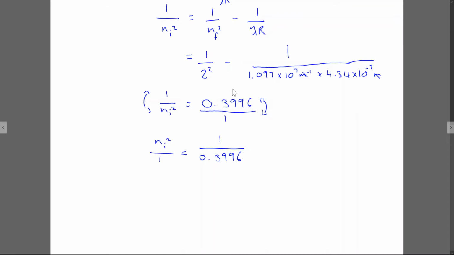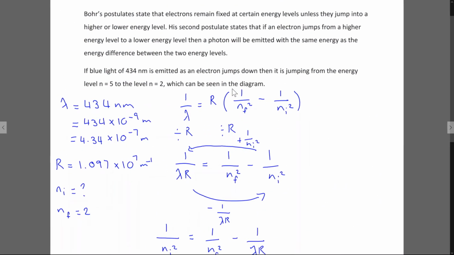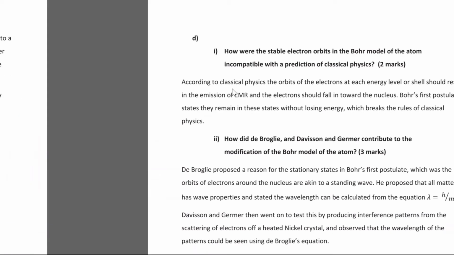And if I need to find ni, well, I'll take the square root of both sides. I find that ni squared equals 25, if I put 1 divided by 0.3996 into my calculator. So ni squared is 25, and then finally ni equals 5 by taking the square root of both sides. Not too hard. That's basically it. So ni equals 5, and that confirms what we said here, where n equals 5. So we've explained it, we've supported our answer with calculations. That's our 4-mark question. Cool.